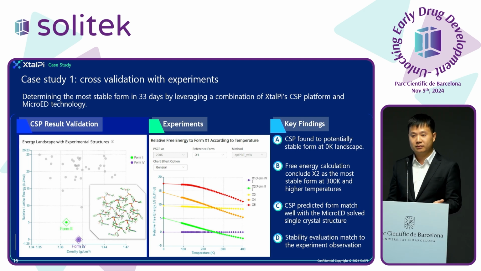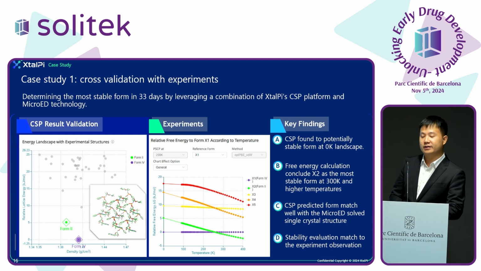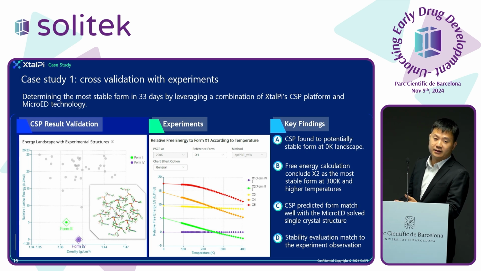So here, let's show a real case where we use CSP to fully de-risk the solid form selection. This compound is remdesivir, a COVID drug, and we did a CSP calculation for this molecule. The left figure shows you the energy landscape at 0 Kelvin. The y-axis is the relative lattice energy, and the x-axis is the density.